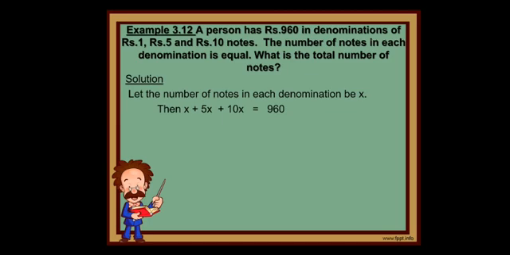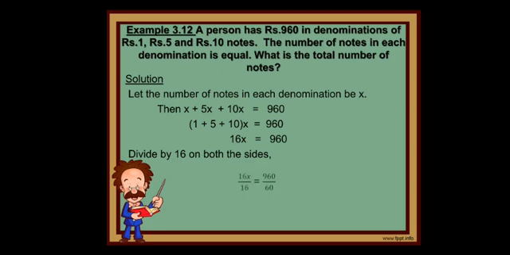Add this. How to add this one? 1 plus 5 plus 10, into x. Adding the numerical coefficients and writing the variable as it is. So 1 plus 5 is 6, 6 plus 10 is 16. 16x is equal to 960. We need to find the value of x. So what do we have to do here? We have to divide both sides by 16.